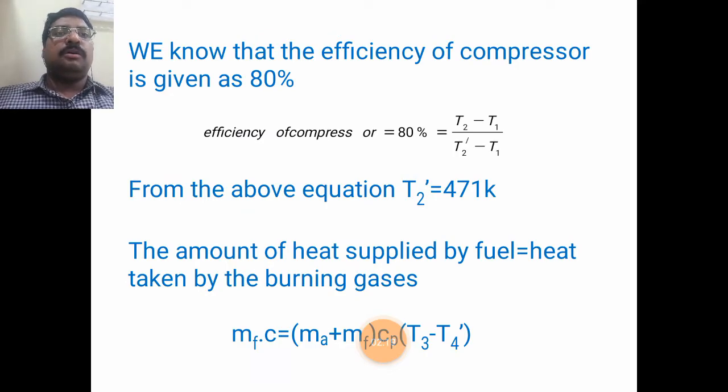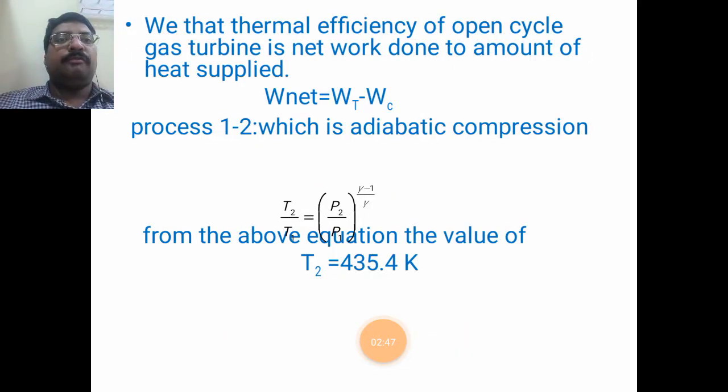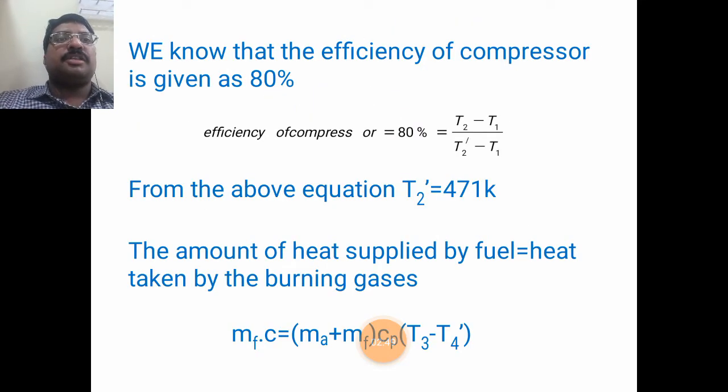Now in the problem, the efficiency of the compressor is given as 80%. The efficiency of the compressor is nothing but the ratio of isentropic compression to actual compression, that is T2 minus T1 divided by T2 dash minus T1. We know the value of T2 and T1. The value of T2 is obtained as 435.4 Kelvin. If you substitute in this equation, we can determine the value of T2 dash as 471 Kelvin.